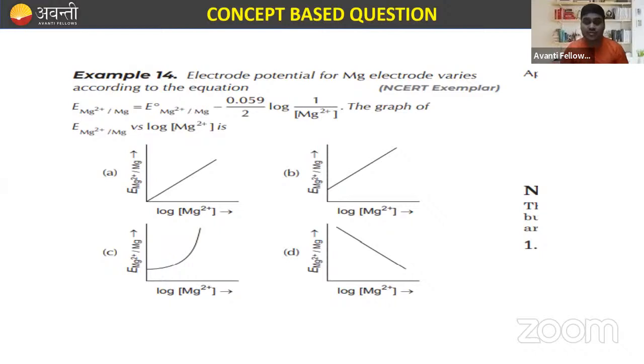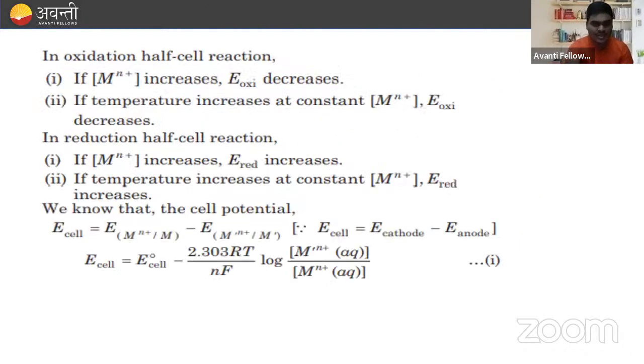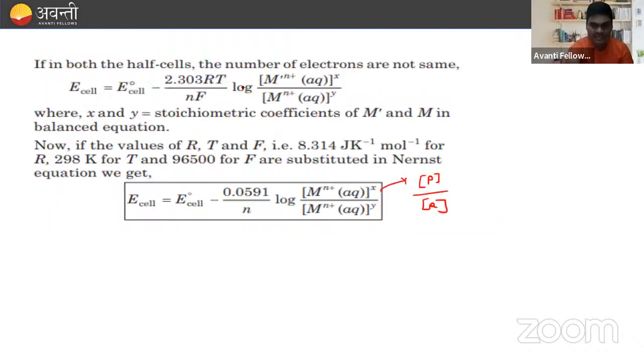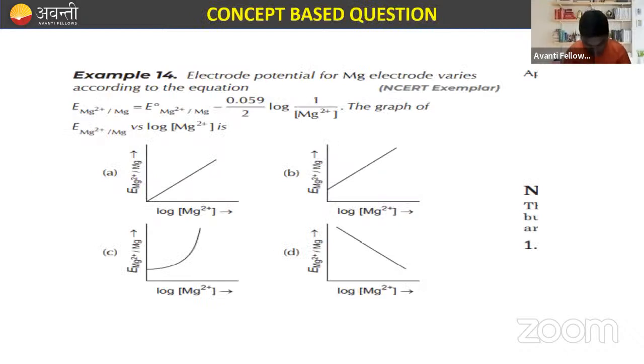Now, the electrode potential of a magnesium electrode varies according to the equation E(Mg) = E° − 0.0592/2 log [Mg²⁺]. You have to predict the graph of E(Mg) versus log [Mg²⁺]. We already discussed this: if the concentration of Mⁿ⁺ increases, then E oxidation starts decreasing. So we get an inverse relation. Out of these, which of the following graphs is correct?